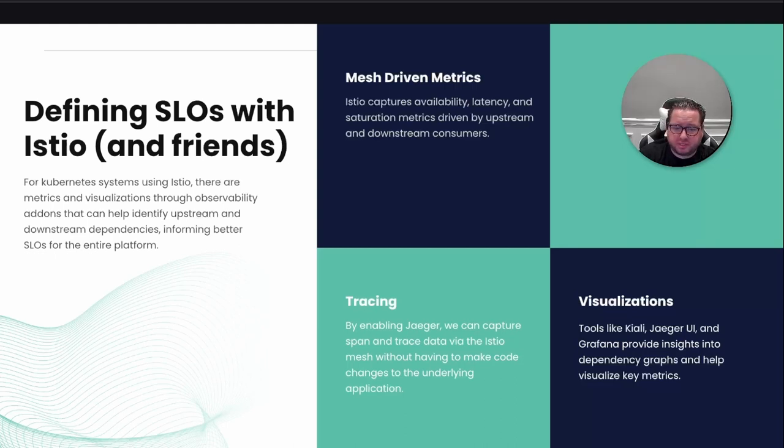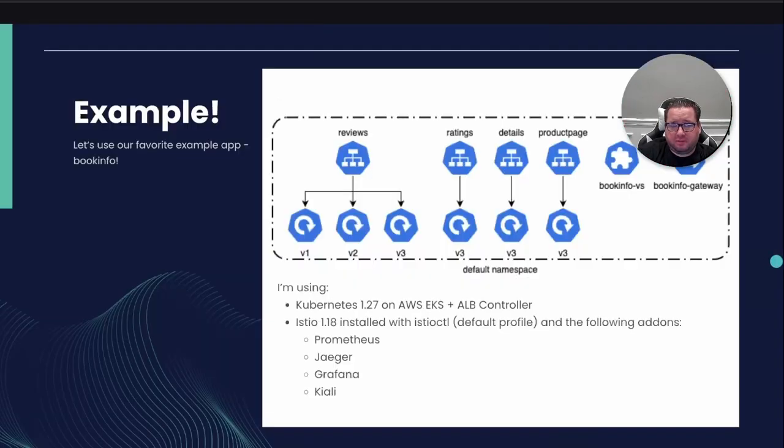Then you also have tools like Kiali, which gives you real-time metrics and helps you understand what service is calling what. Also in the Jaeger UI, we can see the dependency graphs. And Grafana takes all of this together and provides information that can help drive better SLO creation. And we're going to get into that now using our favorite example app.